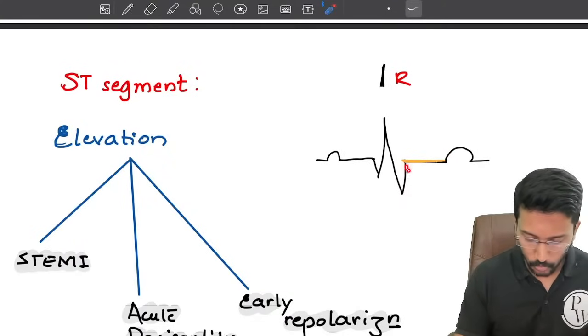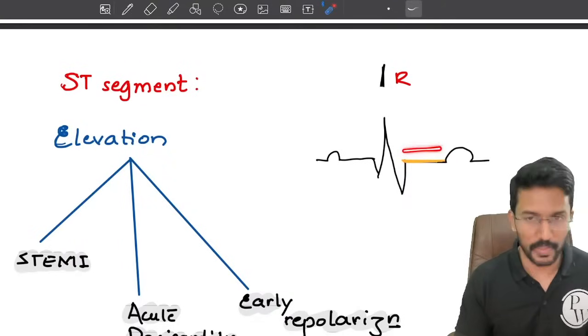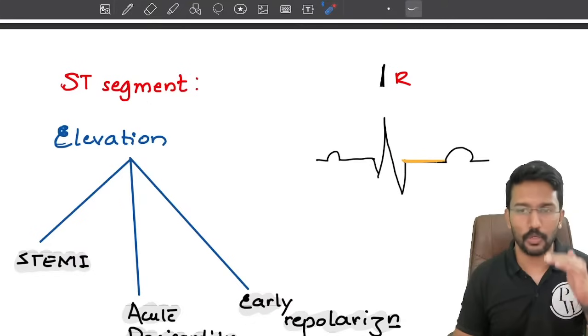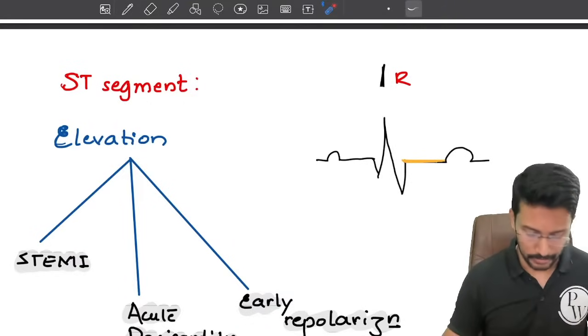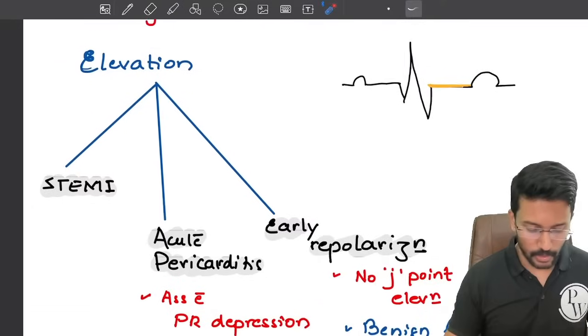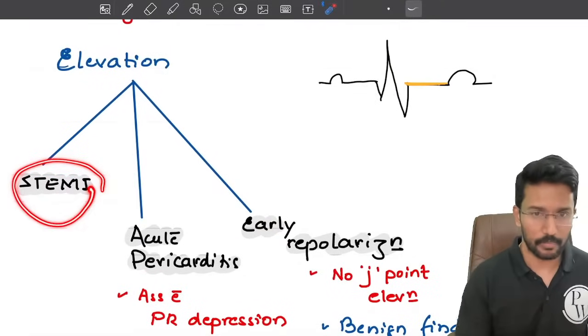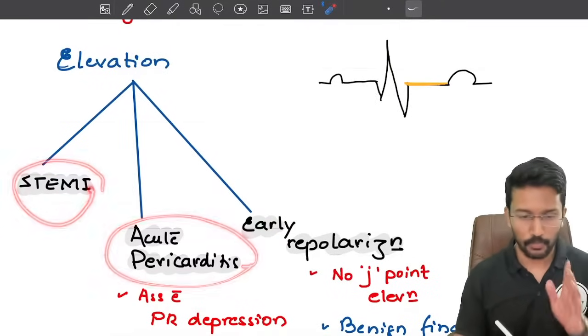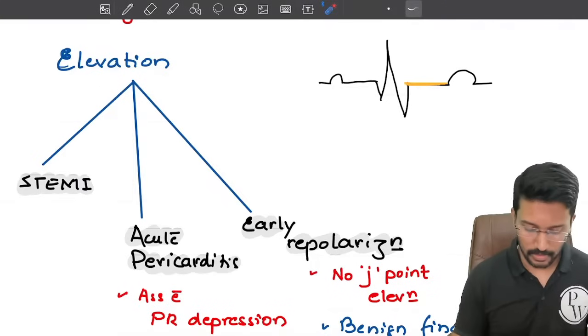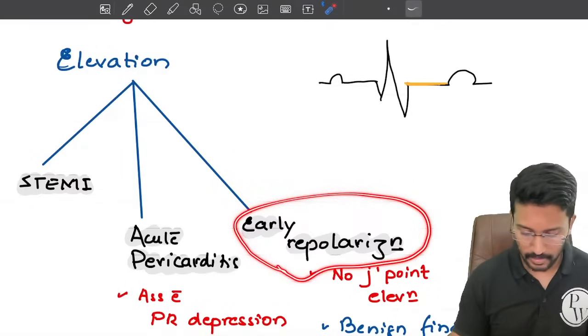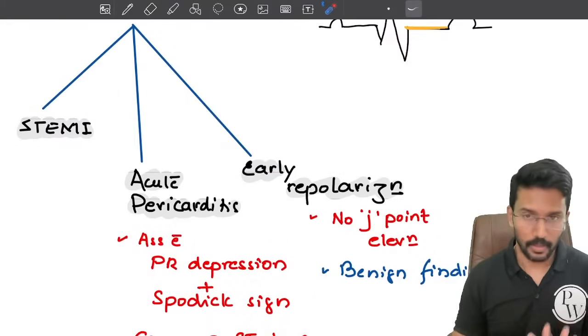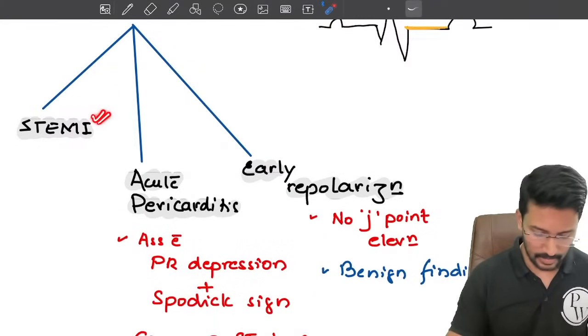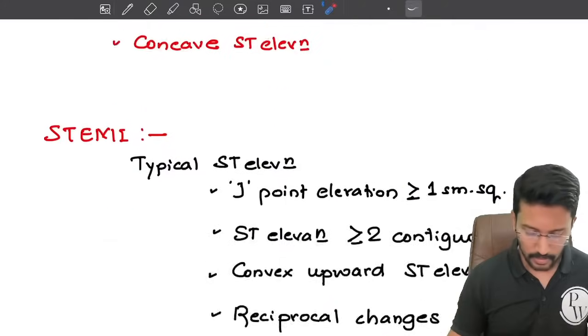This segment can go below the baseline or go above the baseline. Going below the baseline is depression, going above the baseline is elevation. Now, important causes of ST elevation are, one, ST elevation MI; two, acute pericarditis, whose changes I've already told you; and the third one is early repolarization. Our focus should be on recognizing the STEMI, right?